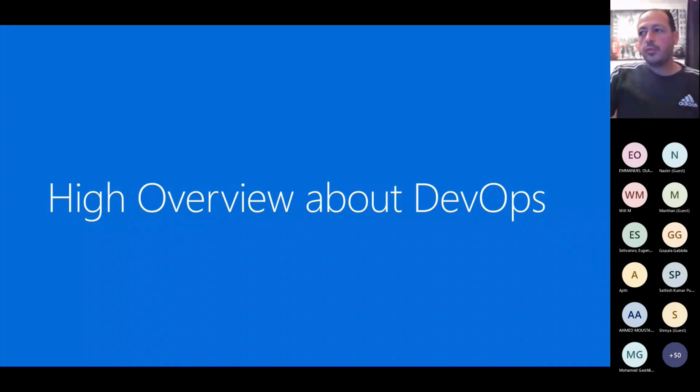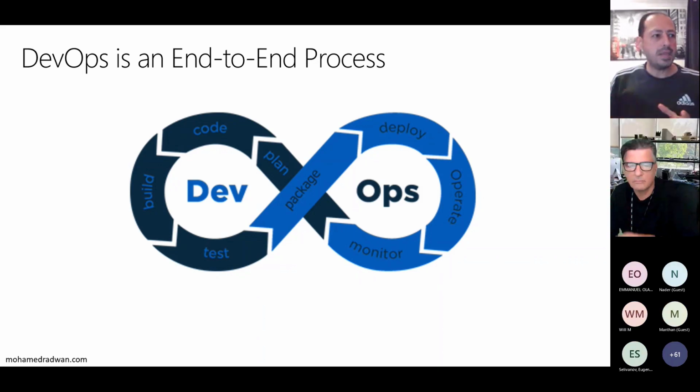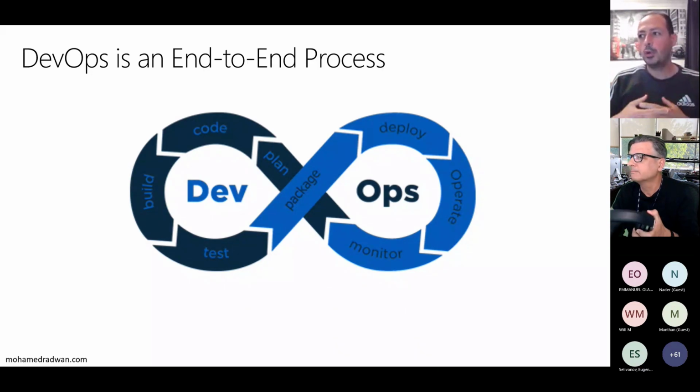So, a high-level overview about DevOps. When we start looking at DevOps, usually if you start Googling DevOps, this will be the first image or sign that will appear in your search result. However, when we start looking at the sign, you see many activities in that one. For example, we have plan, code, build, test, package, deploy, monitor, operate.